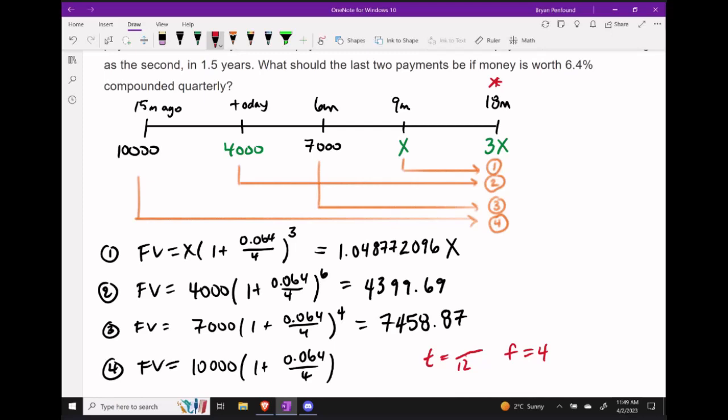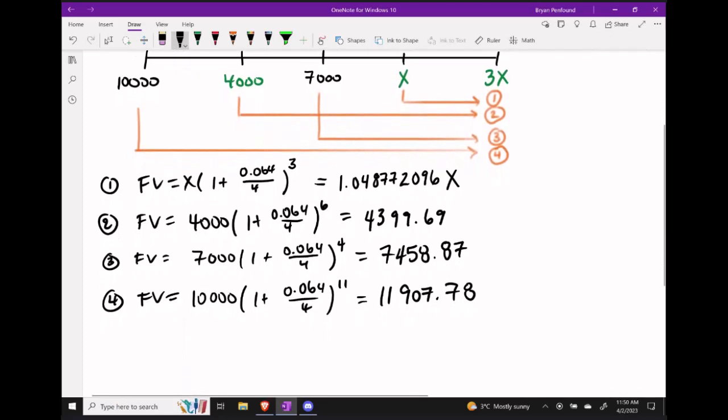Finally, we'll deal with the payment of $10,000 from 15 months ago. How many months does this payment have to go through in order to get to that focal point at 18 months from today? Well, it has to go through 15 months in order to get to today, and then an extra 18 months in order to get to the focal point that we want. 15 plus 18 is equivalent to 33. So if we take 33, divide by 12, and then multiply by 4, we should get the number of compounding periods, which is 11. Performing the indicated multiplication gives a future value of $11,907.78.